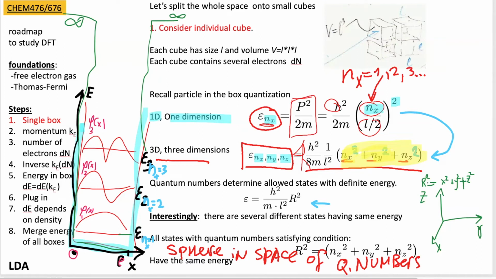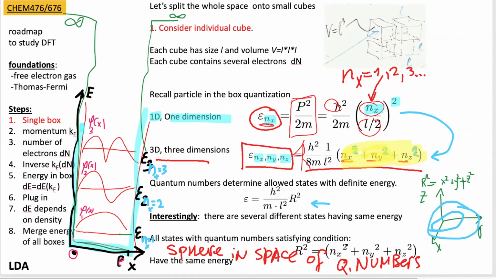Boston, if it will be x plus y plus z, it will be like a plane. But if it is squared, it is a sphere. Correct. Congratulations, Sarah. So it will be a sphere.